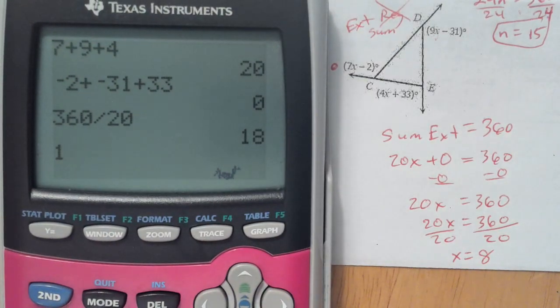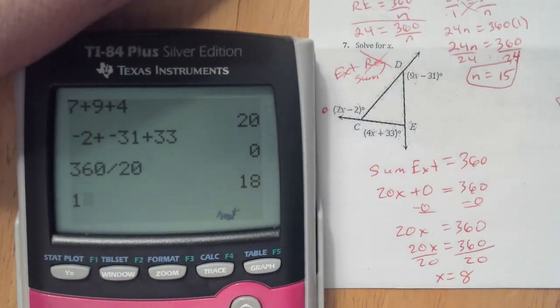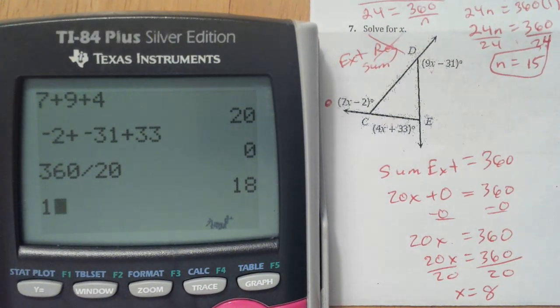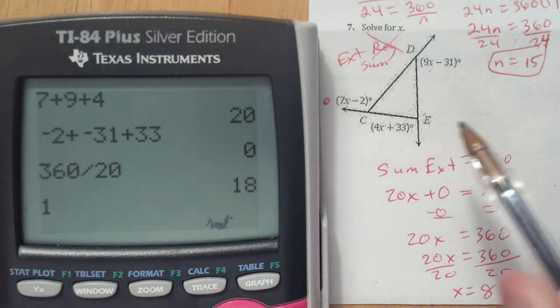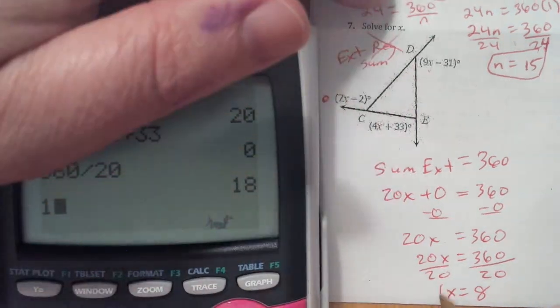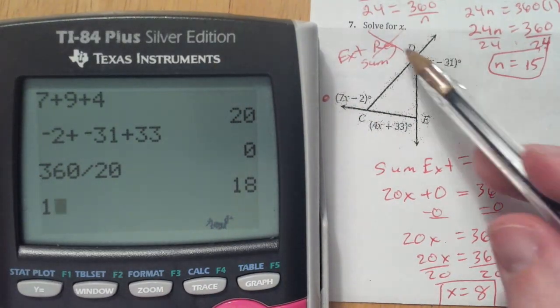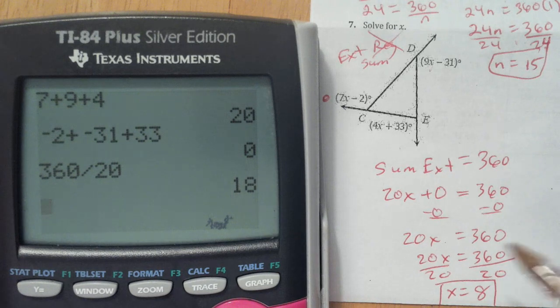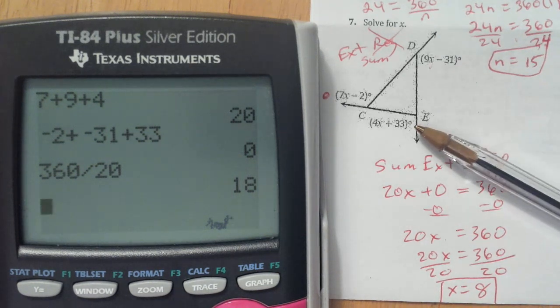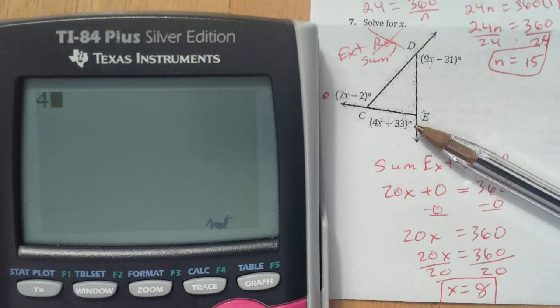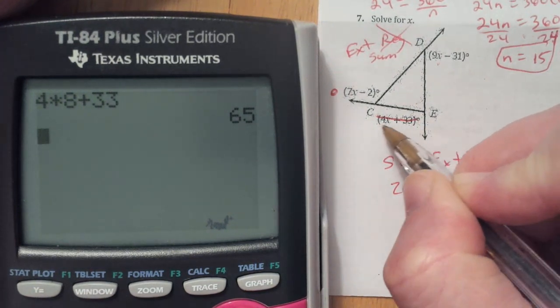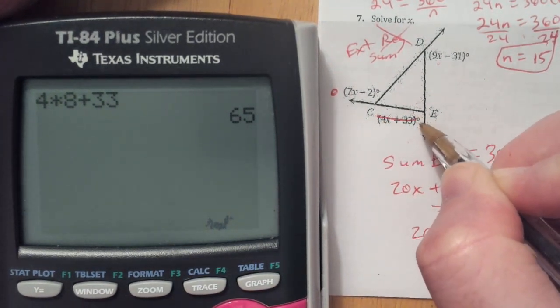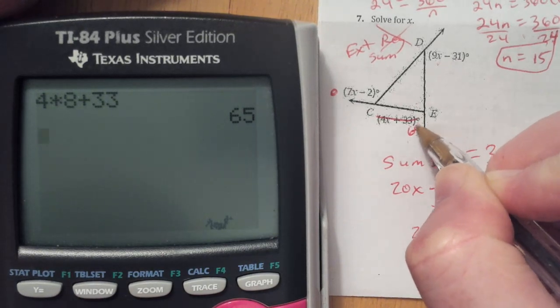Now, they were nice enough to only ask us for x, but you know me, I'm a tricky bugger. Things I would totally pull on you. I would totally ask you for an angle in here. I would totally do that to you. So let's go ahead and go a step further. Technically we're done. They only want x. But you know me, so let's go ahead and plug this in. 4 times 8 plus 33, this angle out here, so I'm going to put this 65 right here.